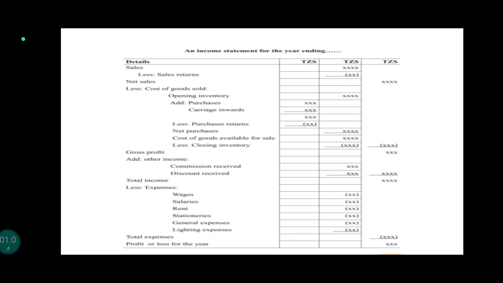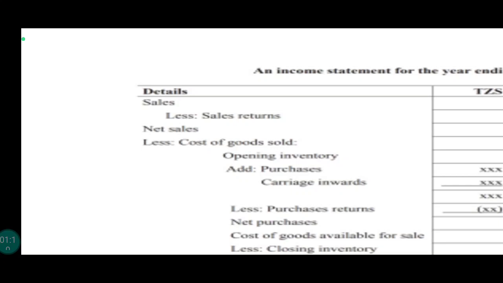It starts with sales. You can see over here on the screen, this is a vertical statement. From sales, we deduct sales returns, the other name for which is returns inward. When we deduct sales returns from sales, we get net sales. From net sales, we deduct cost of goods sold.